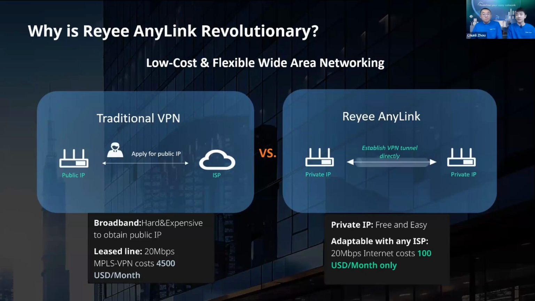Yes. So traditional VPN networking requires at least the headquarters to have a public IP, while Reyee AnyLink, like our SD-WAN, can be networked with private IP. Yes. And multiple networking methods: traditional VPN only supports hub-spoke networking, and our SD-WAN supports mesh and custom topology for the networking. Right. So it meets various users' needs.